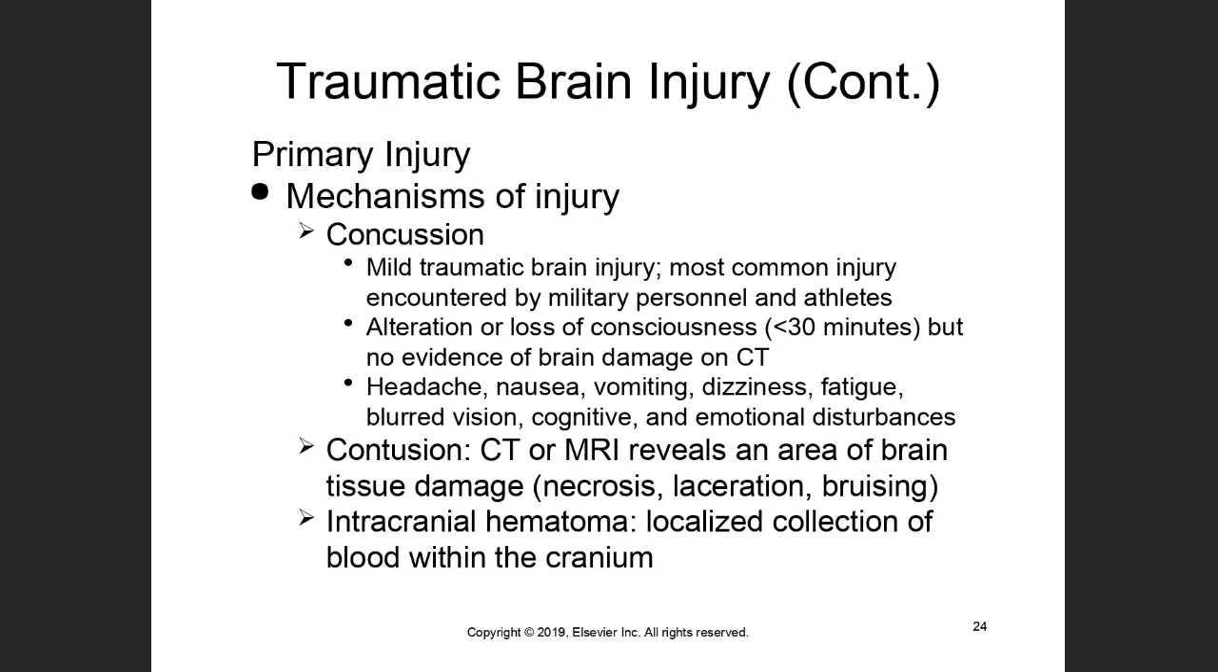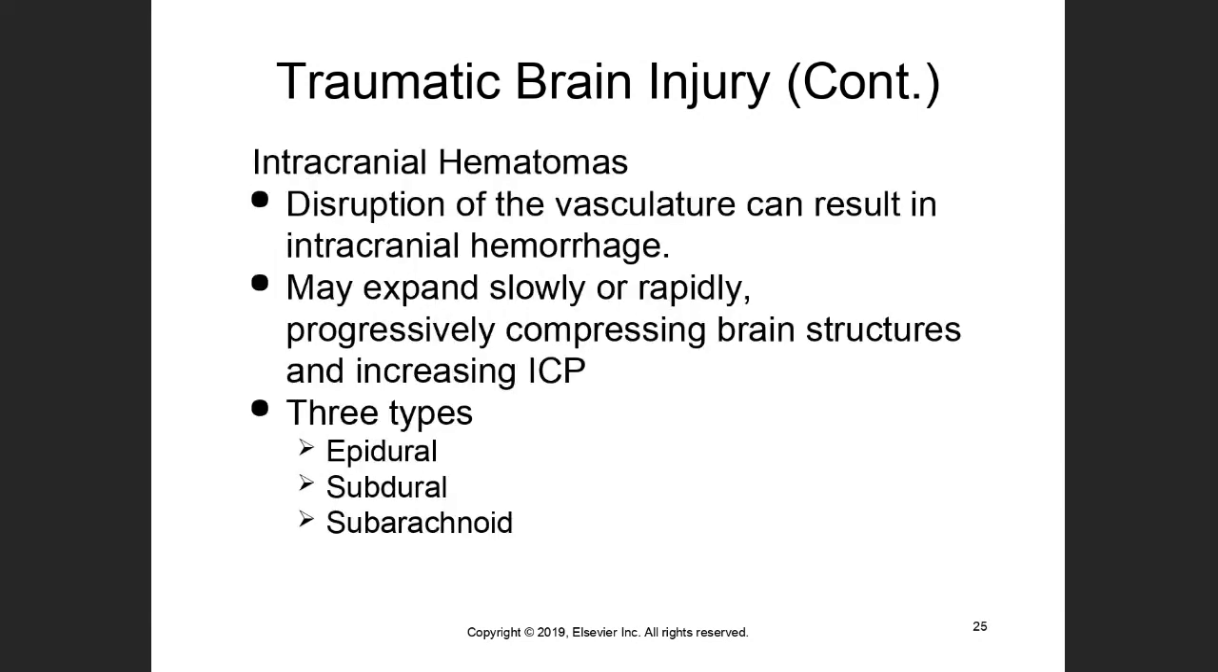Contusions: CT or MRI reveal an area of brain tissue damage, necrosis, laceration, bruising. Intracranial hematoma is a localized collection of blood within the cranium. Intracranial hematomas: disruption of the vascular system can result in intracranial hemorrhage, which may expand slowly or quickly, according to the vessel that is damaged. Progressive compression of brain structures and increased intracranial pressure. We have epidural, subdural, and subarachnoid.